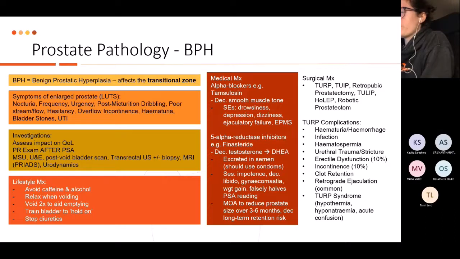Investigations, a big part of BPH is actually how it's affecting the quality of life, because some people can get by with it, other people might need medication or surgery. There's lots of lifestyle interventions that you can advise, but ultimately some people will need to go for medical management, and that usually comes in two bits. So you've got your alpha blockers such as tamsulosin, and then you've got the 5-alpha reductase inhibitors such as finasteride.